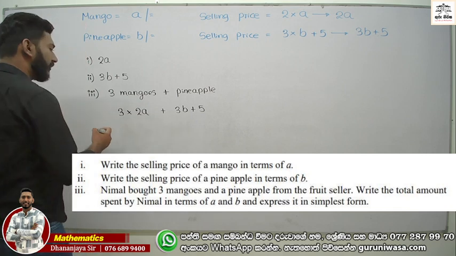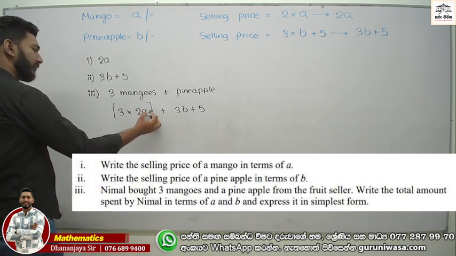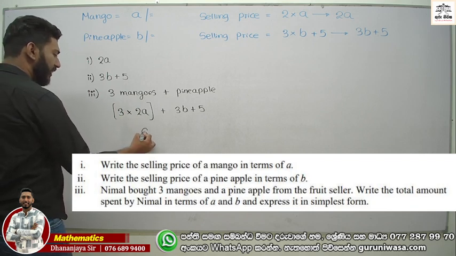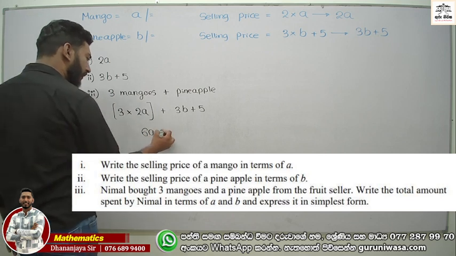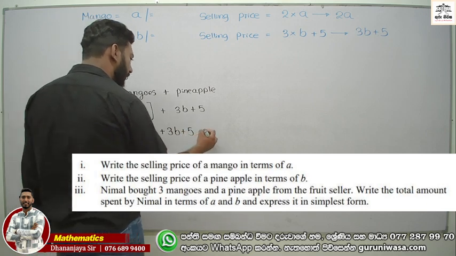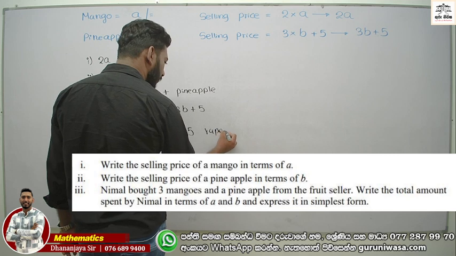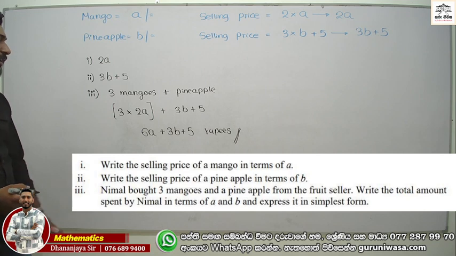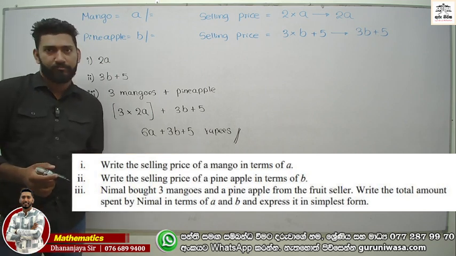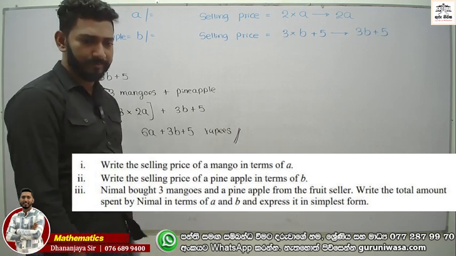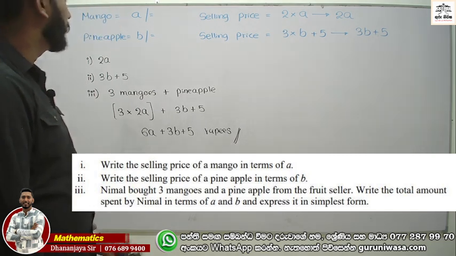Now you need to simplify this. How to simplify this? 3 times 2A, it should be 3 times 2, 6, and A, 6A. 6A plus 3B plus 5 rupees. Because we cannot simplify more. We cannot simplify further from here. A and B and a number, there are 3 different terms. All three are different. Right? Everyone write this down.